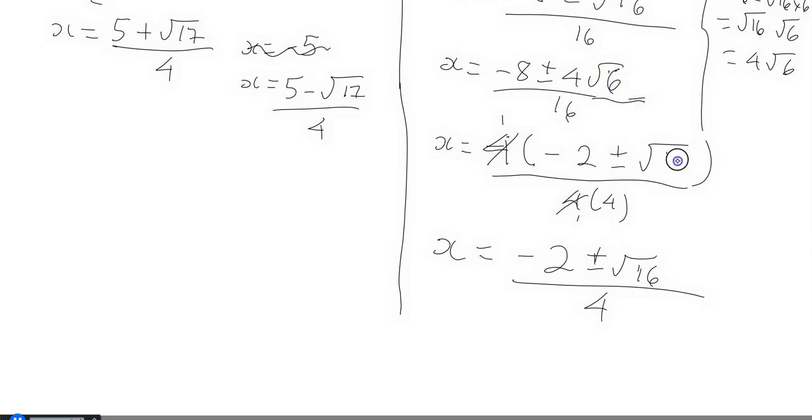Hey, I figured out how to erase. So that's 4 root 6. Take the 4 out, that'll be a root 6. Got the eraser. Woo! Learning stuff. Okay, and that's a 6. And there we go. That's the answer.